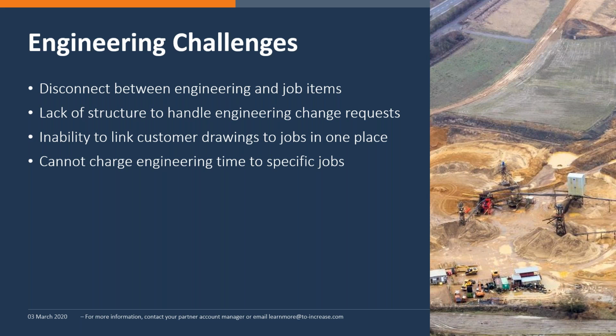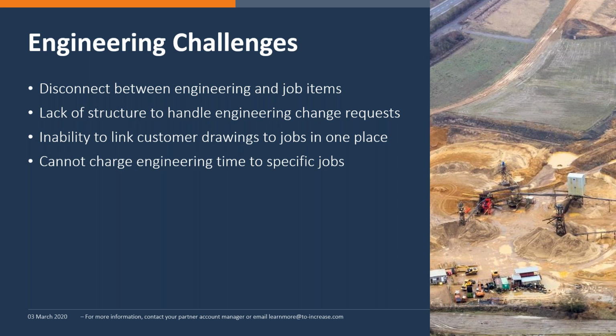So what are some of the issues in engineering? The first one is a disconnect between engineering and job items. There, the connection between engineering creating items and the actual item that someone from the project management team adds to the project on what needs to be manufactured may be completely different. And that causes a lot of issues in terms of clarity and understanding where the project is.